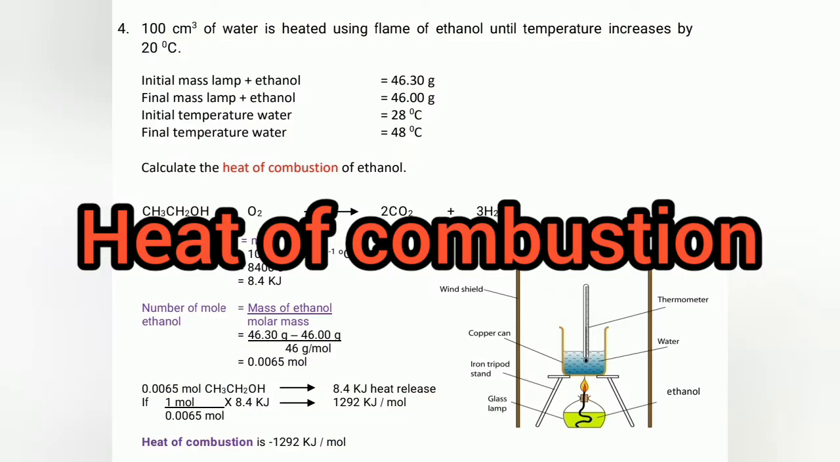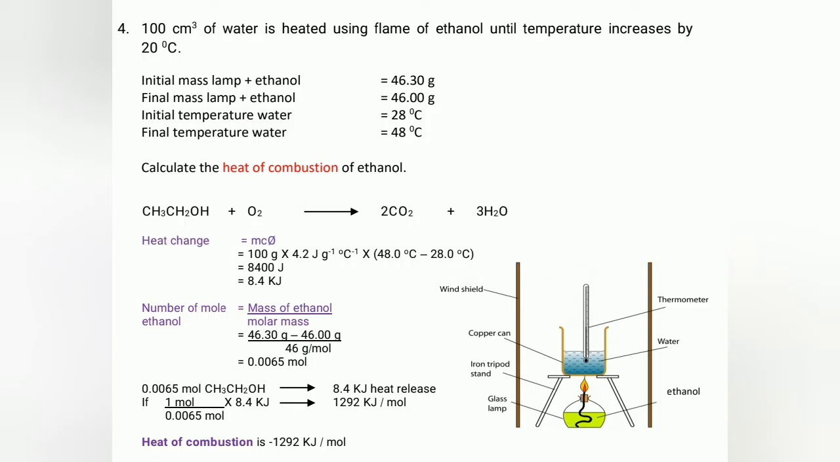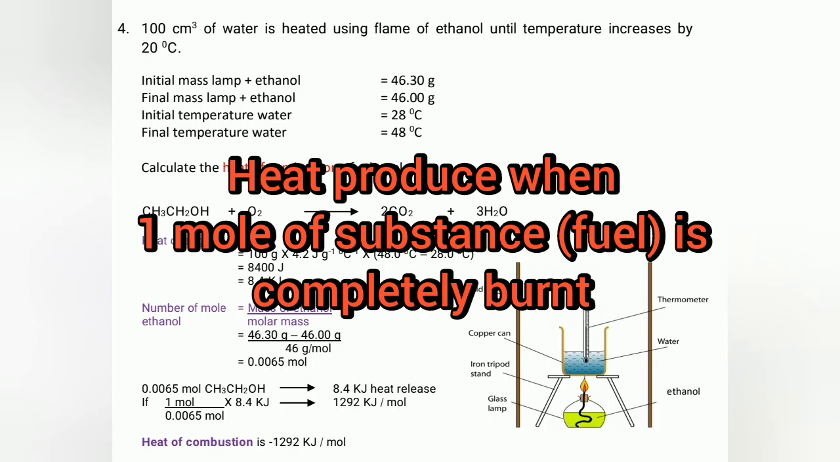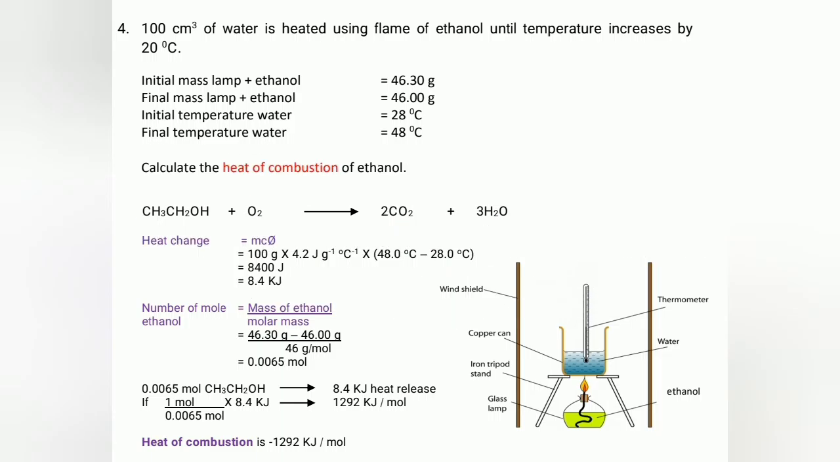Heat of combustion. A fuel is a chemical substance that burns in oxygen to produce heat energy. Combustion is a chemical reaction between a fuel and oxygen to release heat, so combustion is always an exothermic reaction. The heat of combustion is the heat produced when 1 mole of a substance is completely burned in oxygen under standard conditions. Different fuels have different values of heat of combustion.